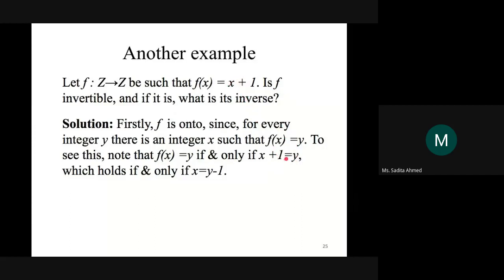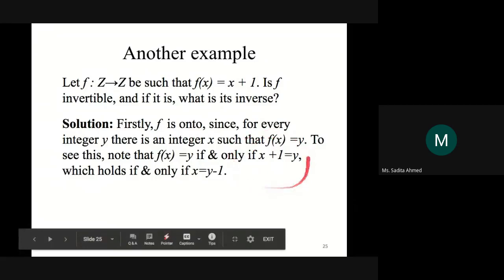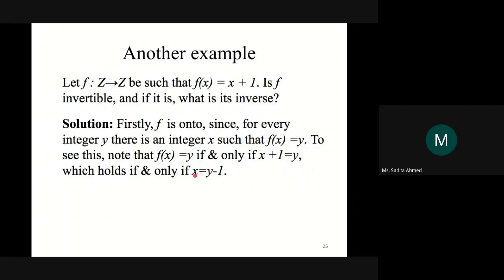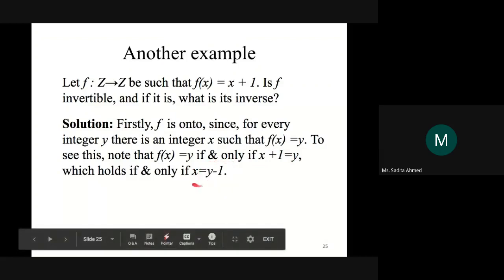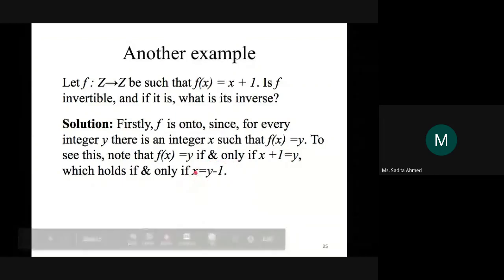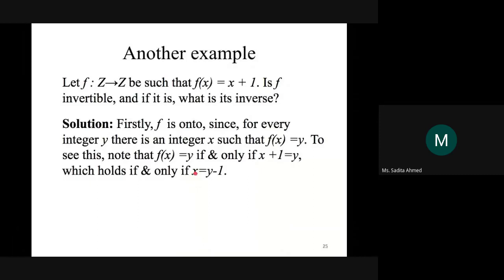Now this will happen only and only if x is equal to y minus 1. X is an integer, y is an integer, so this is possible. X can be represented as y minus 1, right? Both of them are integers. Whatever result you want here, just reduce one from that, and if you select that as your x, you'll get any possible integer as the result. So f is onto, and f is also one-to-one.